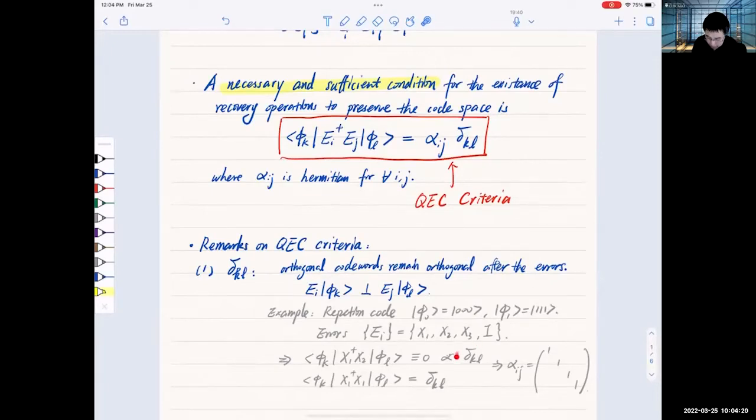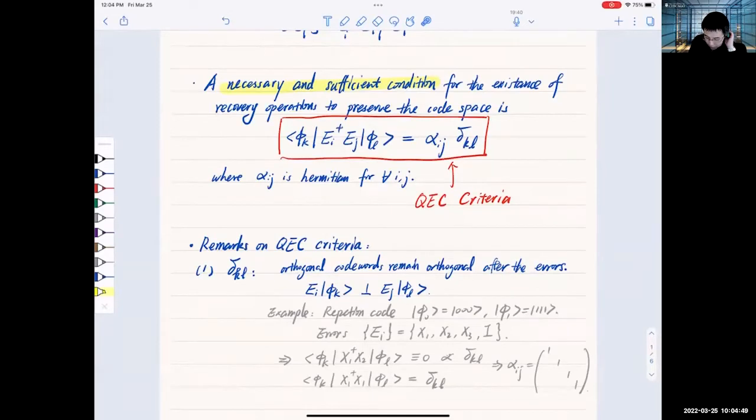So that's this part of the condition. If the code words phi K and phi L are the same, then it's possible that they will give a finite overlap. For example, if the same code word undergoes the same error, then the overlap definitely will be finite. And for this case, you can actually check what the matrix associated with alpha ij looks like.